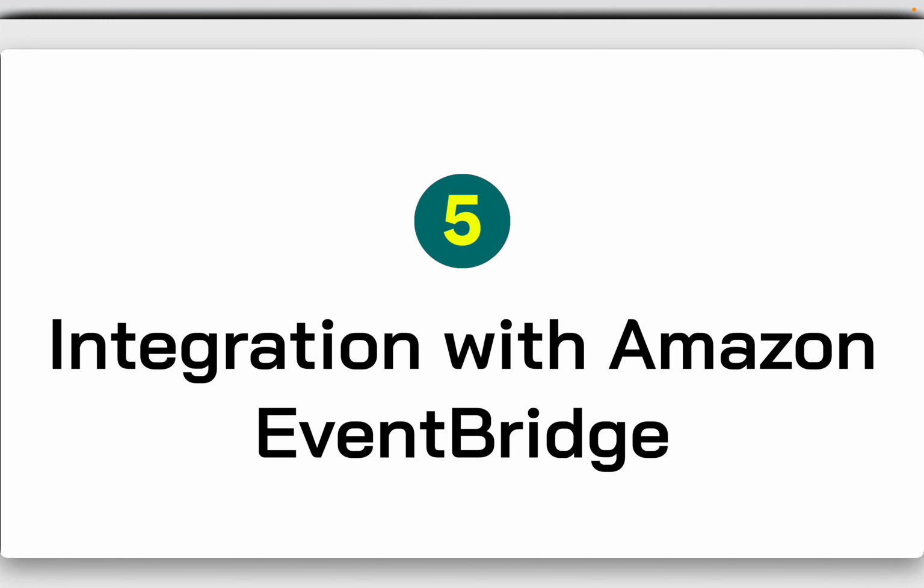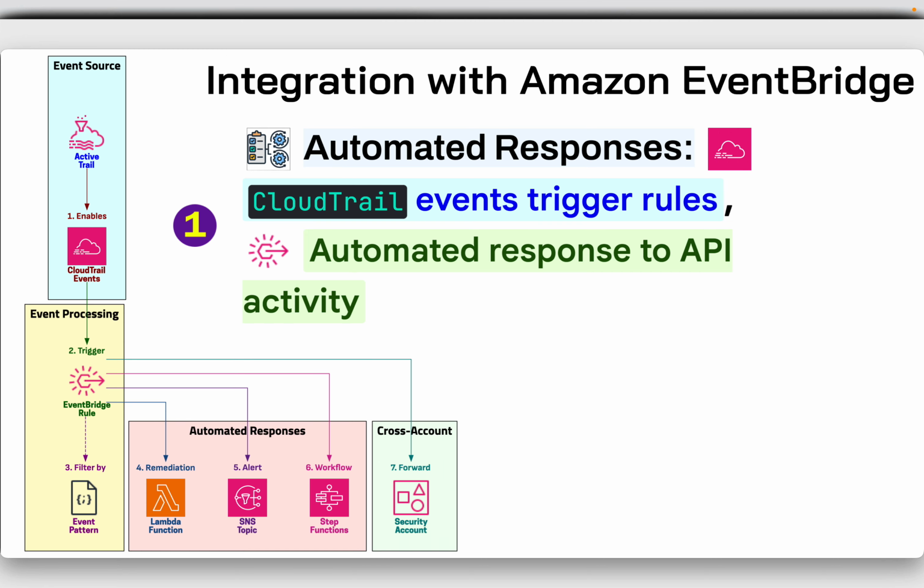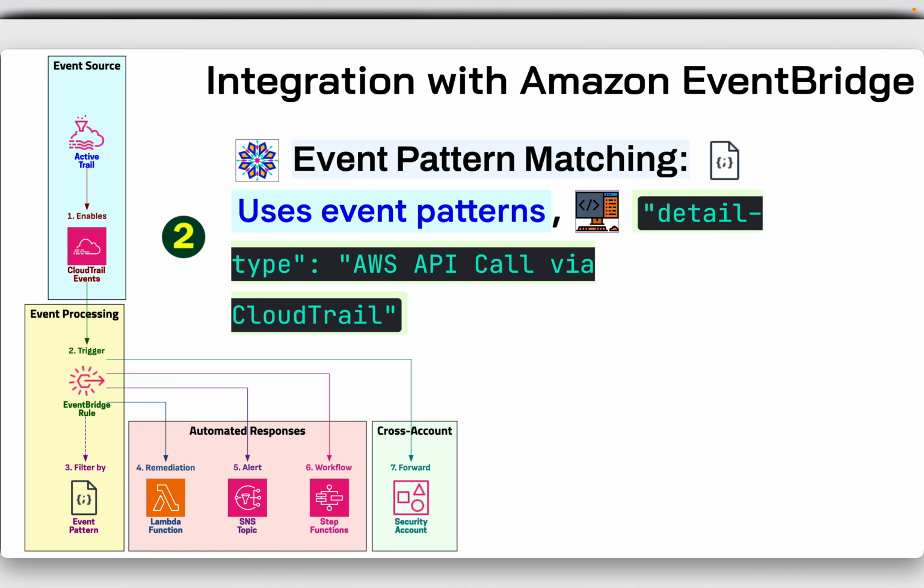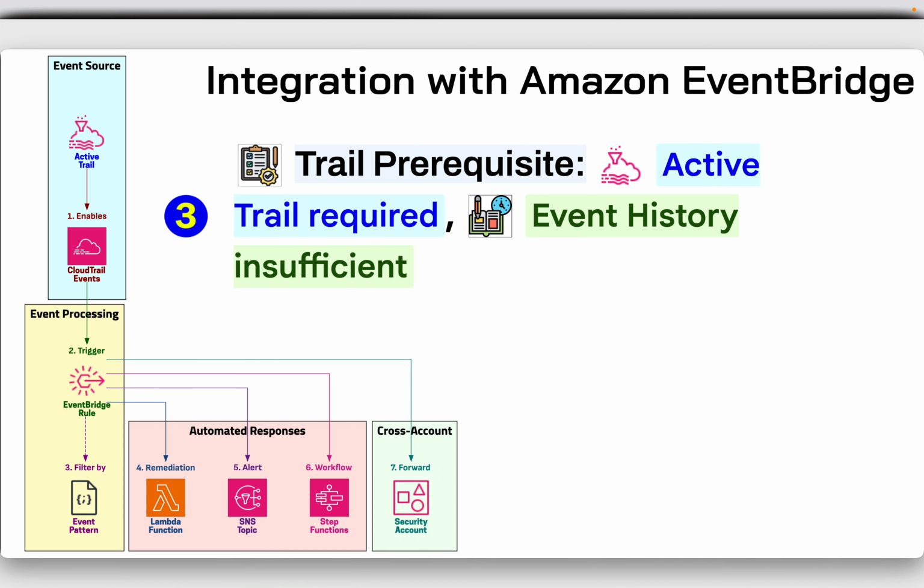Fifth topic is integration with Amazon EventBridge. CloudTrail events can trigger EventBridge rules for automated responses to API activity. EventBridge rules use event patterns with detail-type "AWS API Call via CloudTrail". So this is a specific string to match CloudTrail events. A trail must exist for EventBridge rules to receive CloudTrail events. Event history alone is not sufficient.